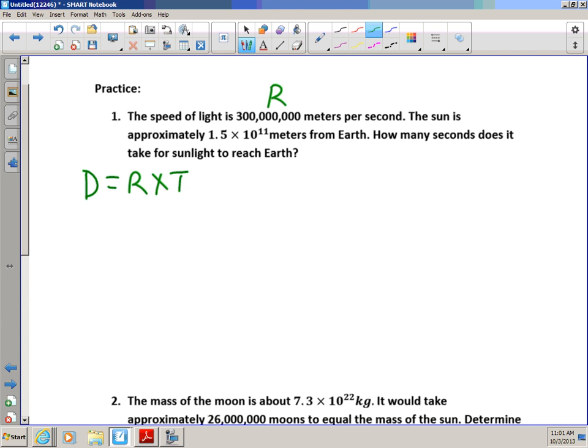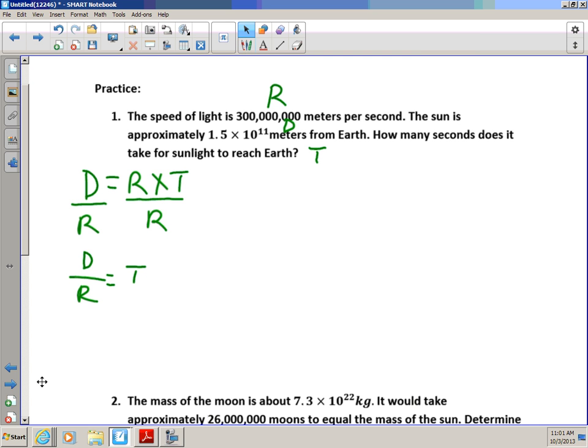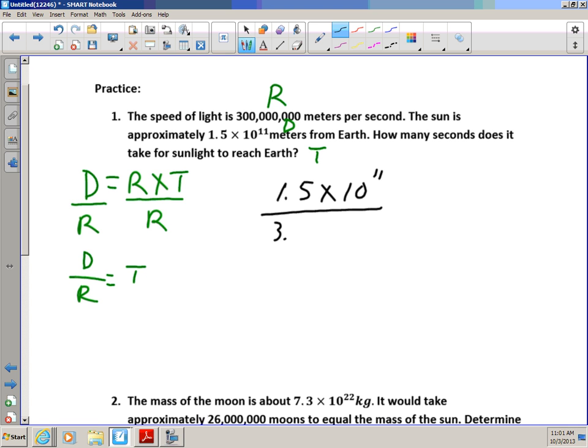The sun is approximately 1.5 times 10 to the 11th meters from the earth. That's the distance. My unknown is the time. So I want to solve for time. Well, I can manipulate this to figure out time. Time is distance divided by rate. Okay? So going back to the original problem, the distance is 1.5 times 10 to the 11th. The rate, 300 million meters, is written as 3 times 10 to the 8th in scientific notation.